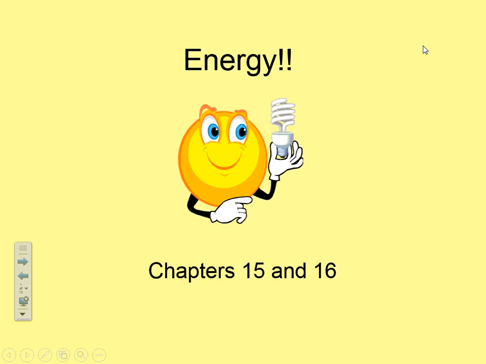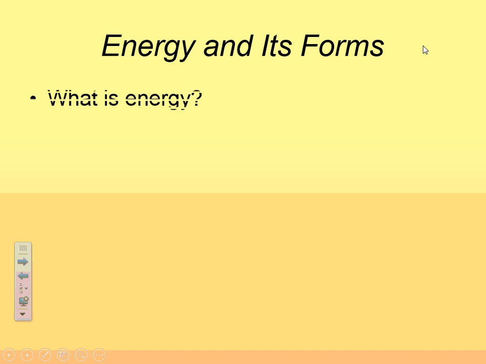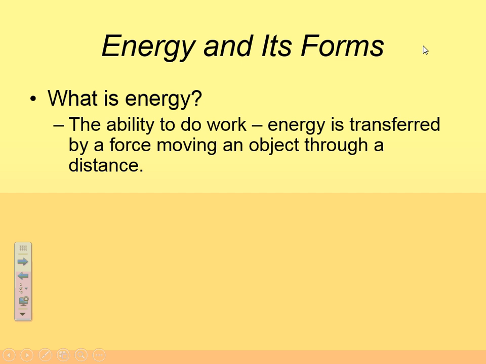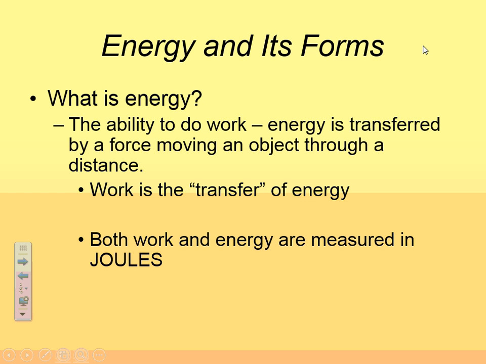Now, what is energy? All right, let's talk about what is energy. Energy is the ability to do work. We transfer energy by moving a force and object a distance. Now, remember, work is very similar to energy. In fact, the equation for work was force times distance, right? What was our unit for work? Joules. Our unit for energy is also going to be joules. So it's our ability to do work. Work is the transfer of energy. As I just talked about, work and energy are both going to be measured in joules.